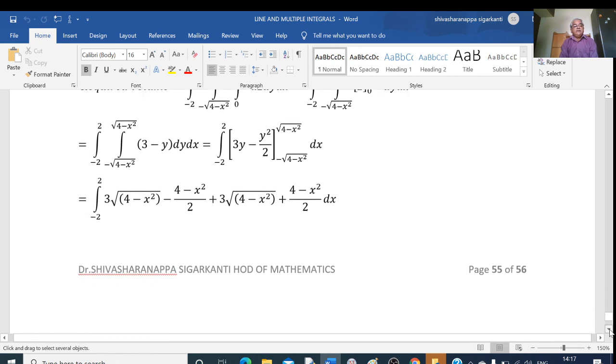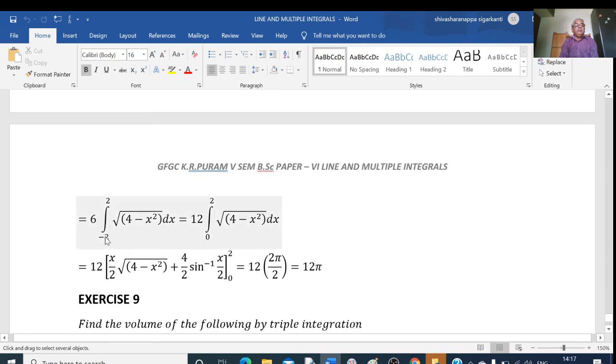So this integration is 6 times integral from minus 2 to plus 2 of root of 4 minus x square dx. Now here if I replace x by minus x, there will not be any change in the function. That is, this is an even function. If this is an even function, then by the property of definite integrals, the integral from minus a to plus a of f(x) dx can be written as 2 times the integral from 0 to a of f(x) dx if f is even. As this is an even function, I will write this as 2 times 0 to 2, already 6 is there. 6 into 2 is 12, integral 0 to 2 of root of 4 minus x square dx.